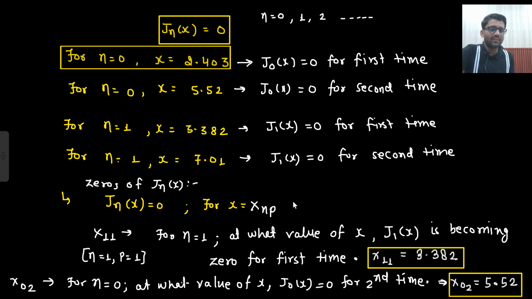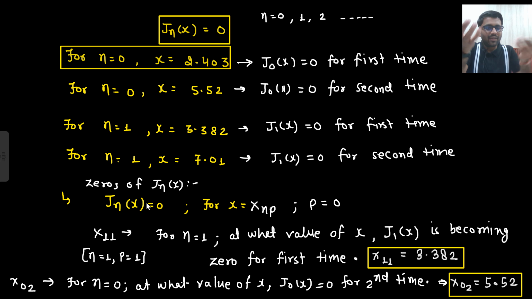What about p values? Can p value be 0? No, because there is no meaning in jnx becoming 0 for the 0th time. Let's say I am coming into this room for the 0th time. This doesn't make any sense. If I am coming in the room, that means I am coming in for the first time, or second time, third time. What do you mean by 0th time?